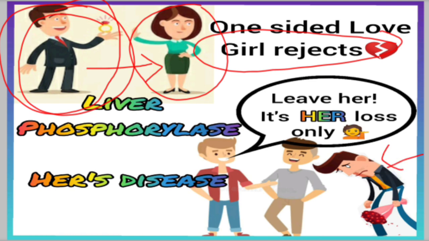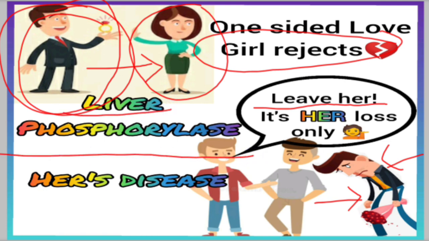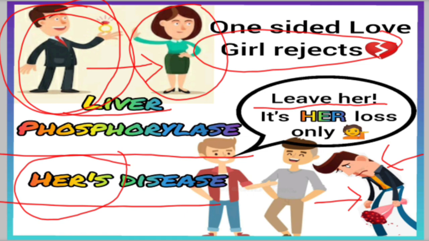With a sad mood, but to cheer him up, his friends say, leave her, it's her loss only. She has lost something, you did not lose anything. So they said, leave her. So it is liver phosphorylase. The enzyme which is deficient here is liver phosphorylase, and it is her disease, not yours. I hope it's very clear.